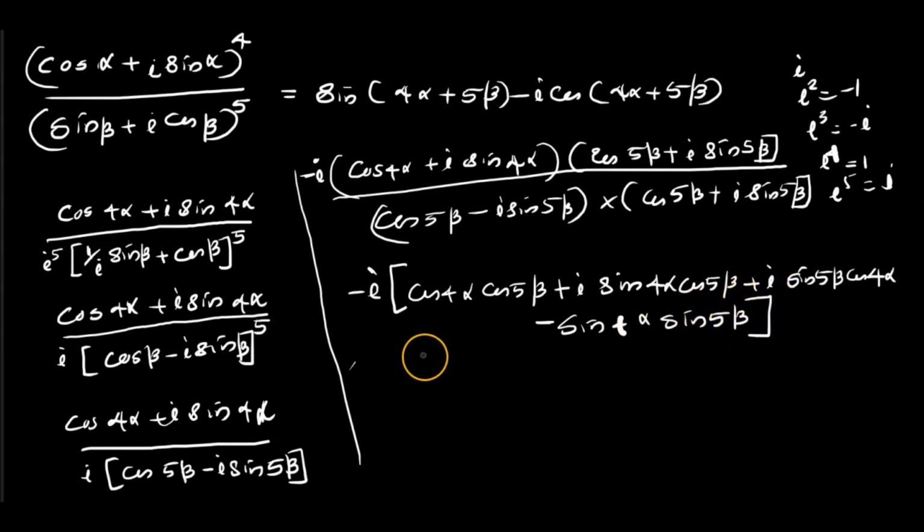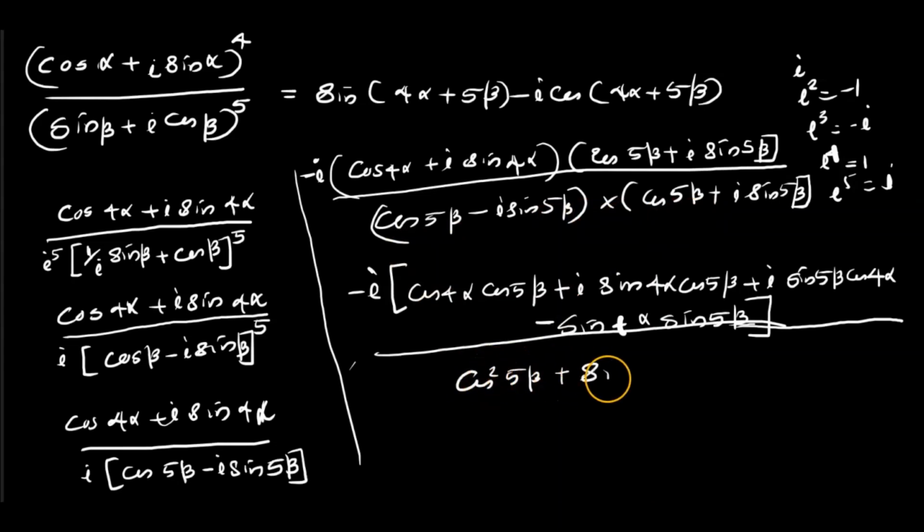This is in the numerator, and the denominator is a minus ib into a plus ib. A minus ib into a plus ib is a square plus b square. That means cos square 5 beta plus sin square 5 beta. This is 1. We know that cos square x plus sin square x is always 1 for all x. So this is 1.